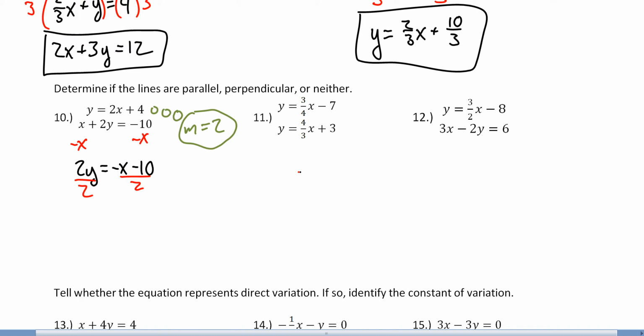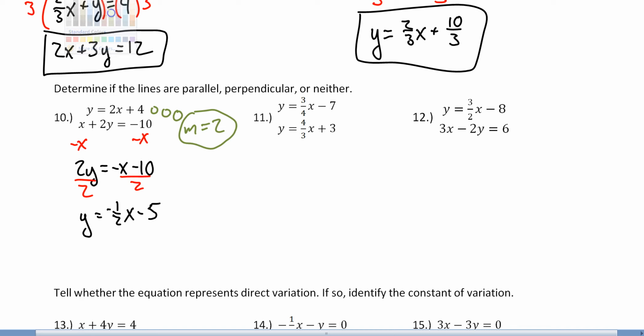Once again, I'm going to use my distributive property here. So really this is a negative 1x divided by 2. So negative 1 divided by 2 is a negative 1/2. And then I put my x down. Negative 10 divided by 2 is a negative 5. And so now that I have this in slope-intercept form, I can identify the slope.